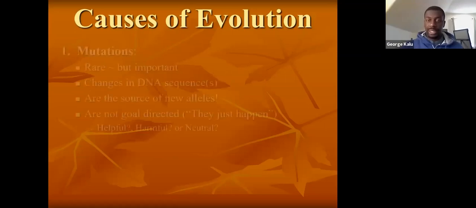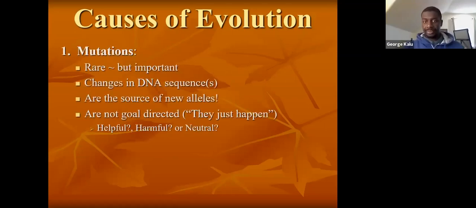The first one is mutations. Mutations are pretty rare, but they can be really important because they're a source of new alleles into the population. Either they can be converting a dominant allele into a recessive one, or a recessive one into a dominant one, or creating a whole new allele out of something that wasn't there before. So they're going to be a source of new alleles by changing the DNA sequences.